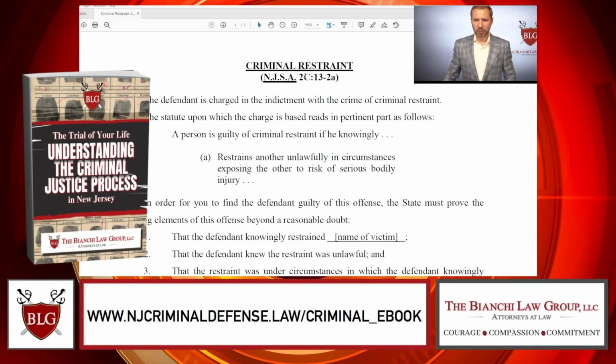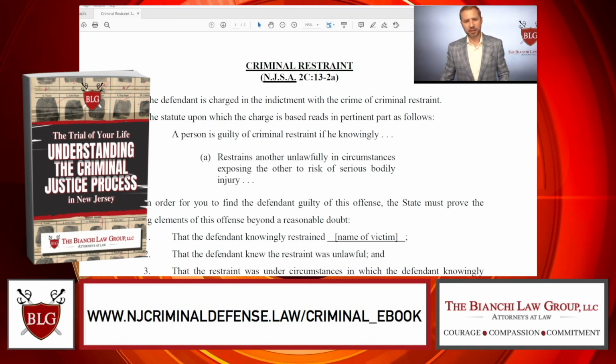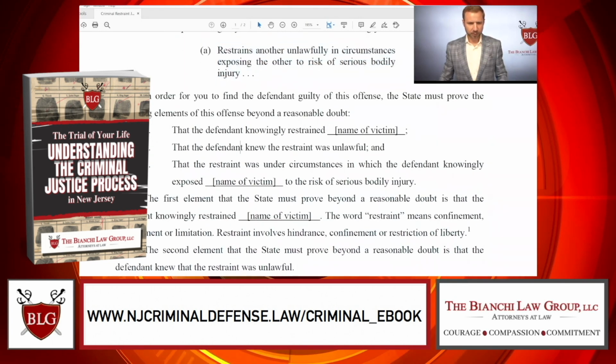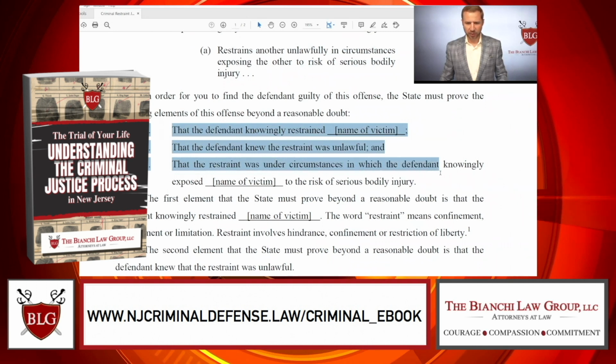So looking at the criminal restraint model jury instruction here. As I said, here's the text of the statute. And then underneath it, you will see the 3 elements that are required.